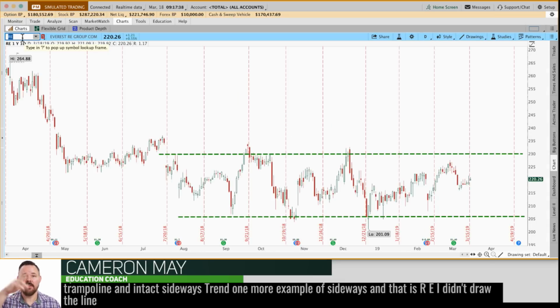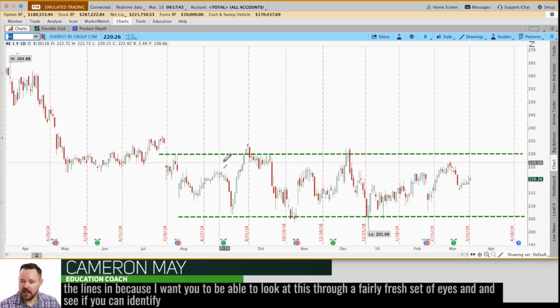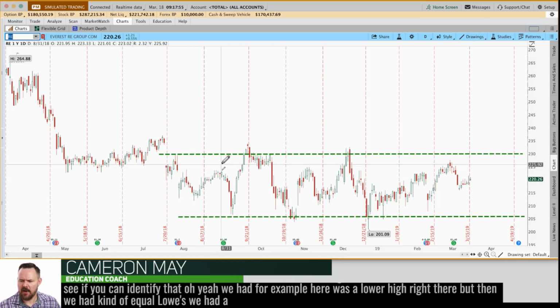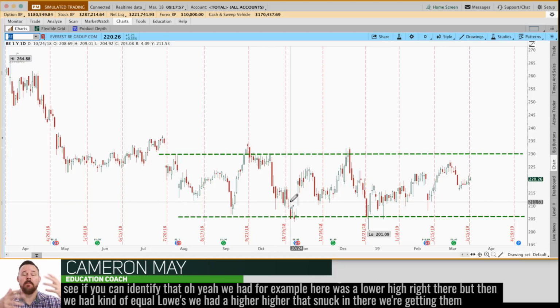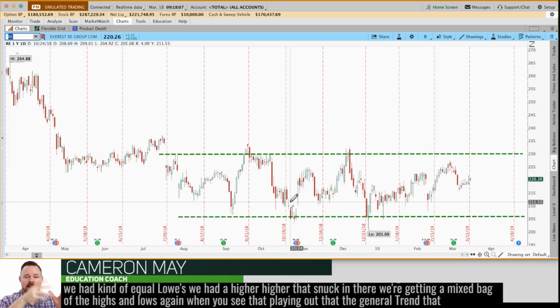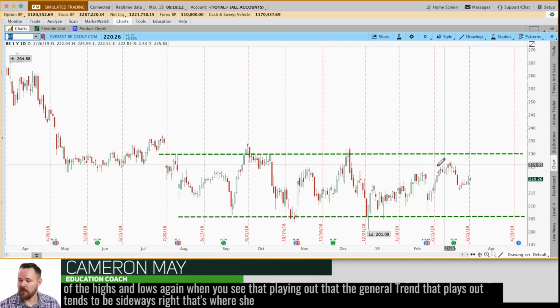One more example of sideways, and that is RE. I didn't draw the lines in because I want you to be able to look at this through a fairly fresh set of eyes and see if you can identify that, oh yeah, we had, for example, here was a lower high right there, but then we had kind of equal lows. We had a higher high that snuck in there. We're getting a mixed bag of highs and lows again. When you see that playing out, the general trend that plays out tends to be sideways, right? That's what we're seeing very recently.